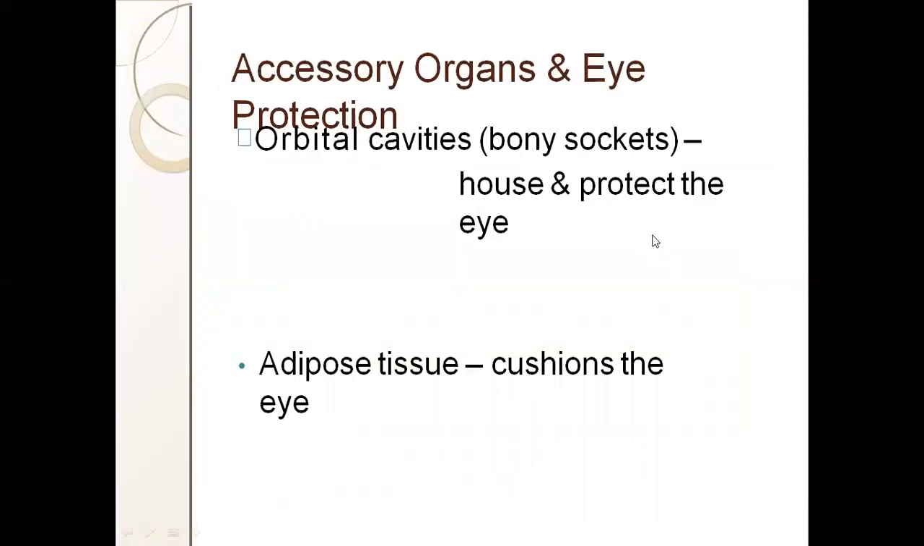Now the accessory organs and eye protections. First are the orbital cavities, the bony sockets. The bony orbital cavity acts as a socket that houses and protects the eye. It provides protection to the eye so that the eye is present in a protective area and is not directly damaged. Next is the adipose tissue, which cushions the eye.